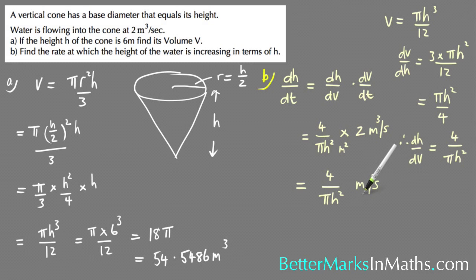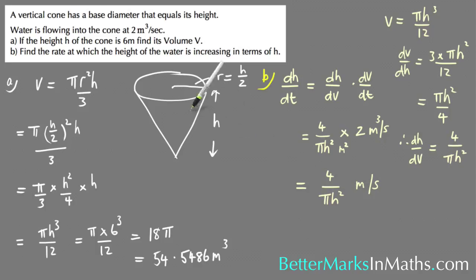And another point I'd like to make with this is that because this is h squared on the bottom, you've got 4 divided by a number on the bottom that's going to be getting bigger as h increases. So as h goes from, say, 1 meter to 6 meters, that becomes 1 squared, and then you sub 6 in and you'd get 6 squared. So the value of the bottom is increasing as the height increases, and 4 divided by that means that whole number is going to be decreasing as the cone fills with water, as the height of the water is increasing.